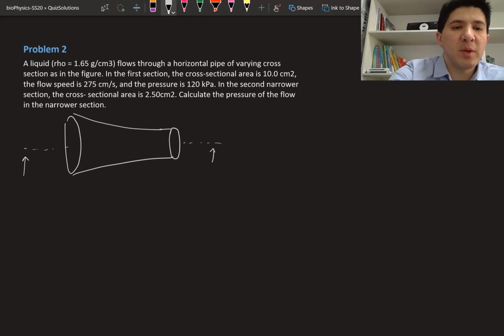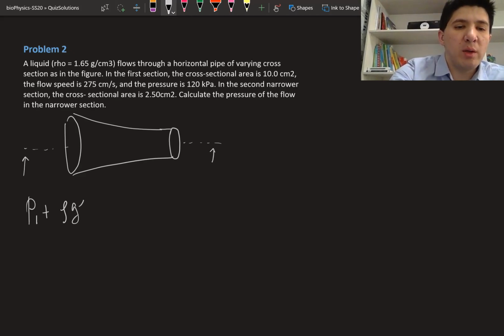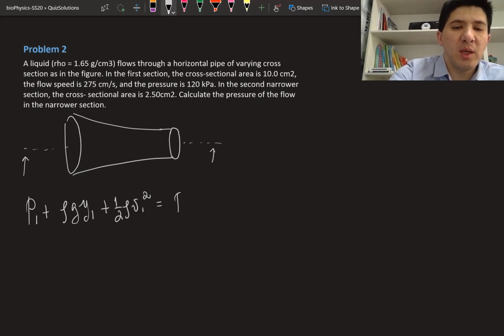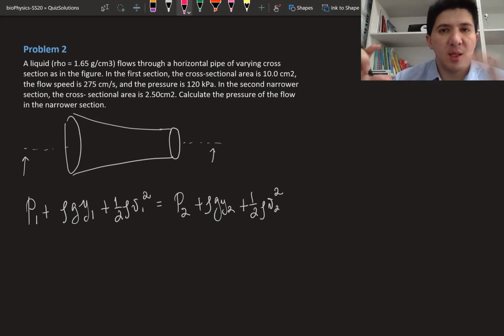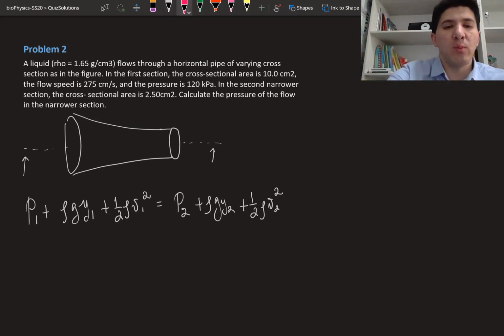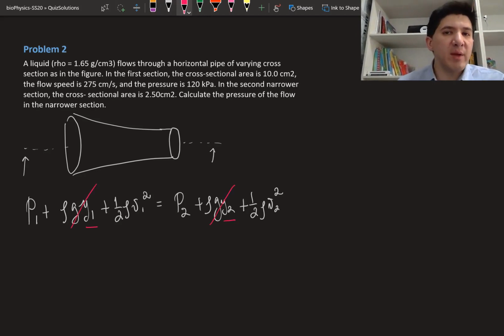So let me write down Bernoulli's equation. It basically is equal to the pressure P1 plus rho g y1 plus 1/2 rho v1 squared, equal to P2 plus rho g y2 plus 1/2 rho v2 squared. Since the heights in both places are the same, y1 is equal to y2, and we can simply cancel them. So numerically, they are the same values.